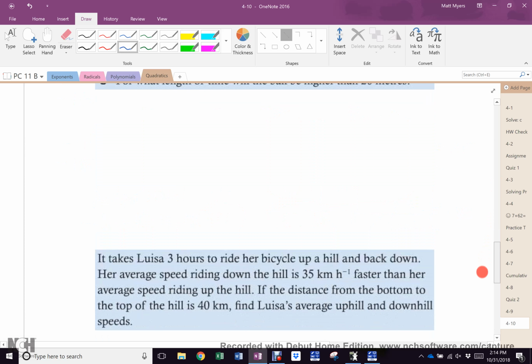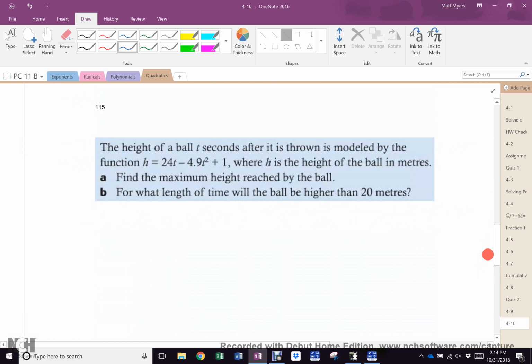What's weird about the next one? What's weird about the equation? There's a decimal, and is it in the right order? No. So what's the first thing we should do? Let's put it in the right order. Negative 4.9 t squared plus 24t plus 1.